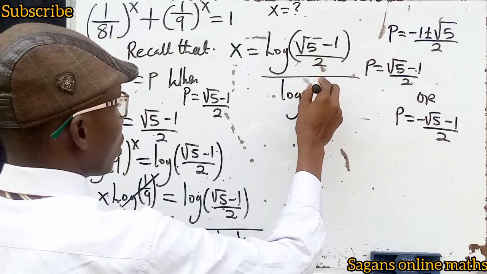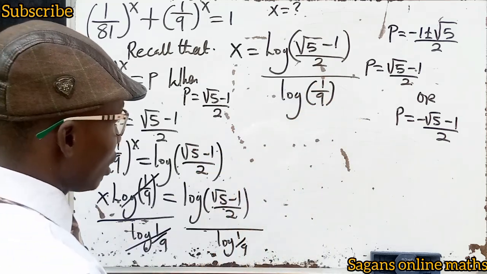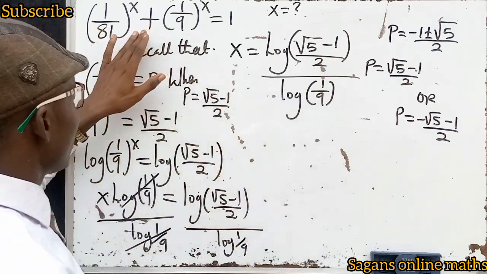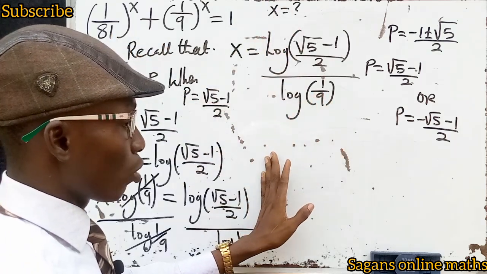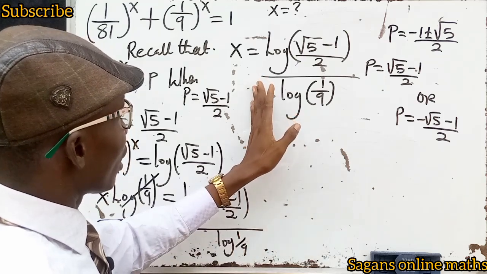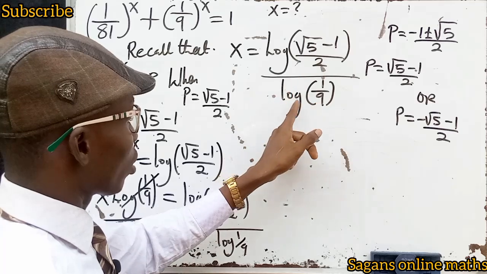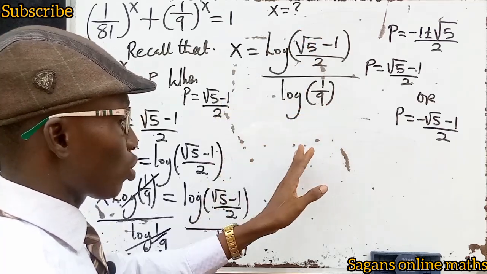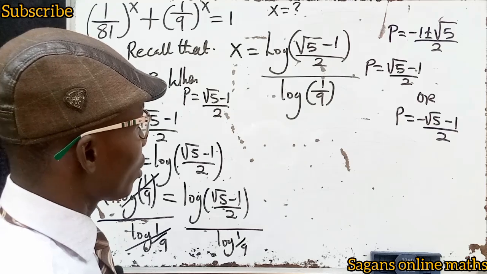divided by log of 1 divided by 9. And this is the value of x that satisfies this equation. If we simplify this further, we will get the value of x, approximately 0 point something. You have to take the logarithm of this and the logarithm of this, then divide, and you must have 0 point something, which is the value of x that satisfies this equation.